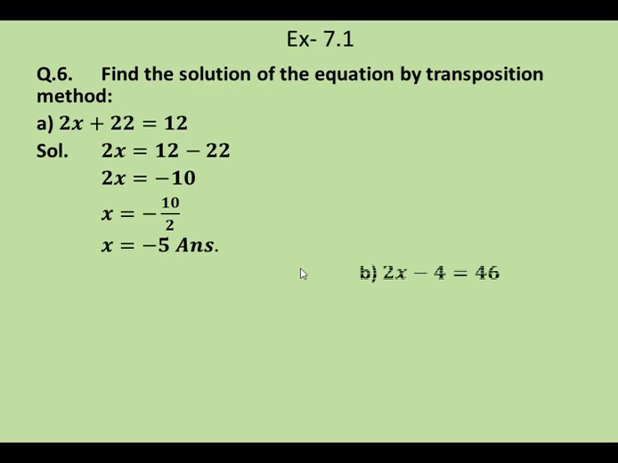Okay. Then B part. 2x minus 4 equal to 46. So here by transposition 2x equal to 46 plus 4. Minus 4 transposed to RHS side. So minus 4 to plus 4. So 46 plus 4. 2x equal to 50. So now x will be equal to, here 2 is in multiple. So when it is taken to RHS side it will divide. So 50 divided by 2, x equal to 25. So value of x is equal to 25.